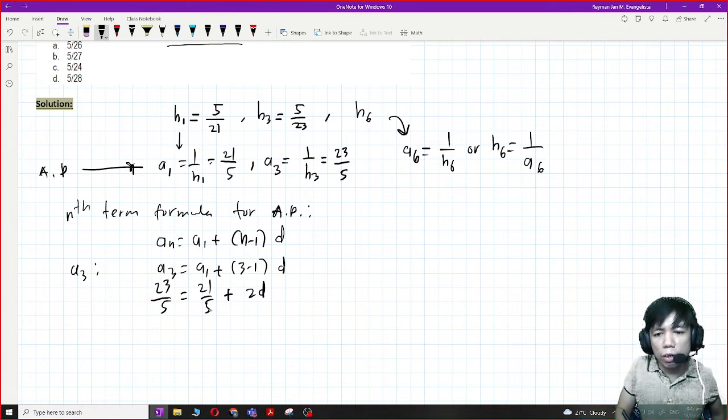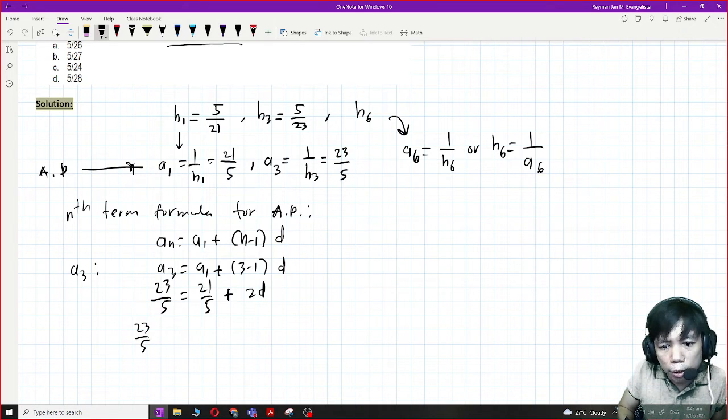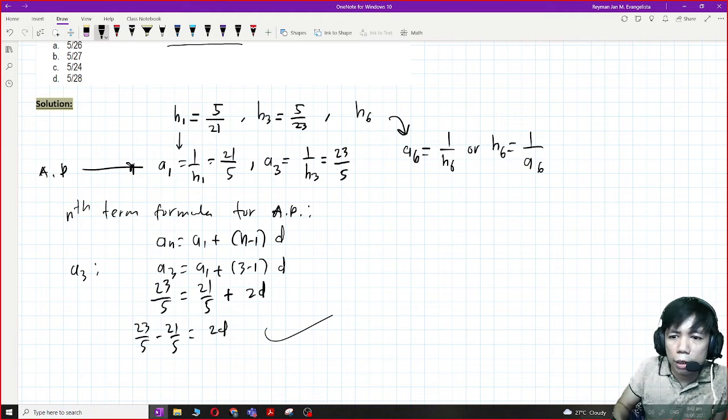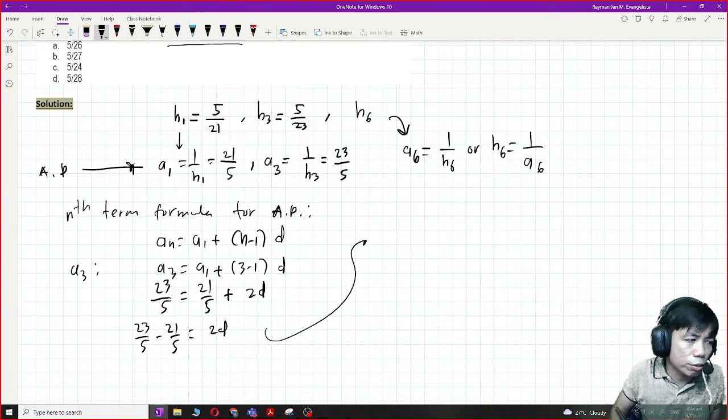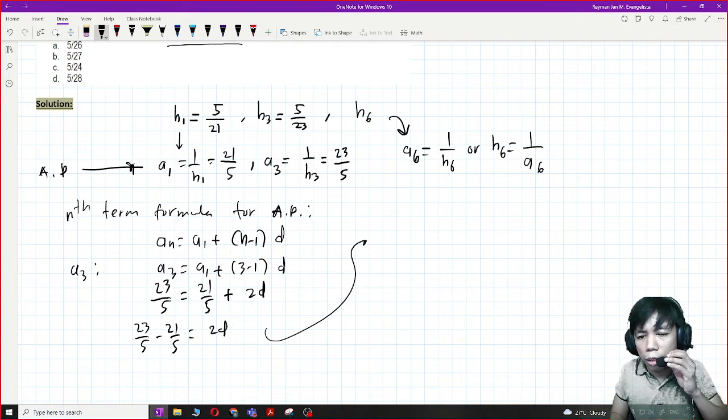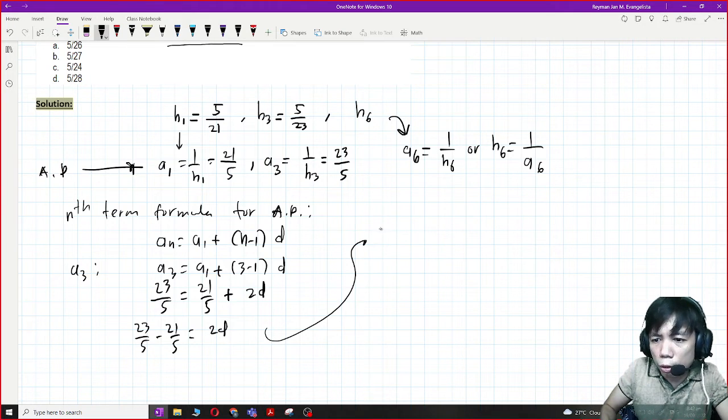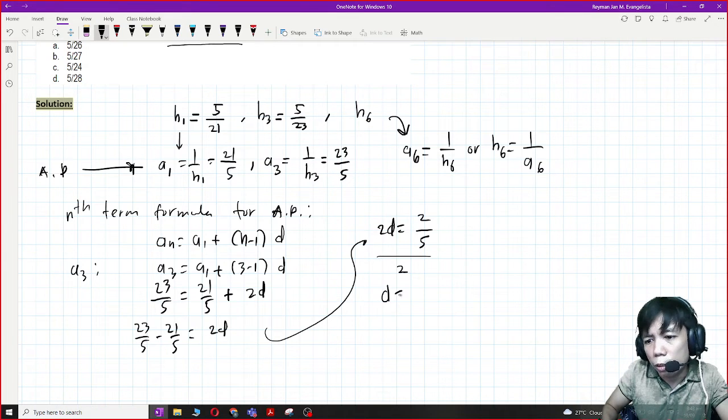Okay, lipat sa kabila yung 21 over 5, magiging 23 over 5 minus 21 over 5 equal to 2D. 23 minus 21, same yung denominator guys ha, so similar fraction yan. So just subtract the numerators. Okay, 23 minus 21 is 2. So, meron tayong 2D is equal to 2 over 5. Okay? Divide mo both sides by 2. So, tingnan natin the common difference. 2 fifths over 2 is 1 fifth. Okay? 1 fifth yan.